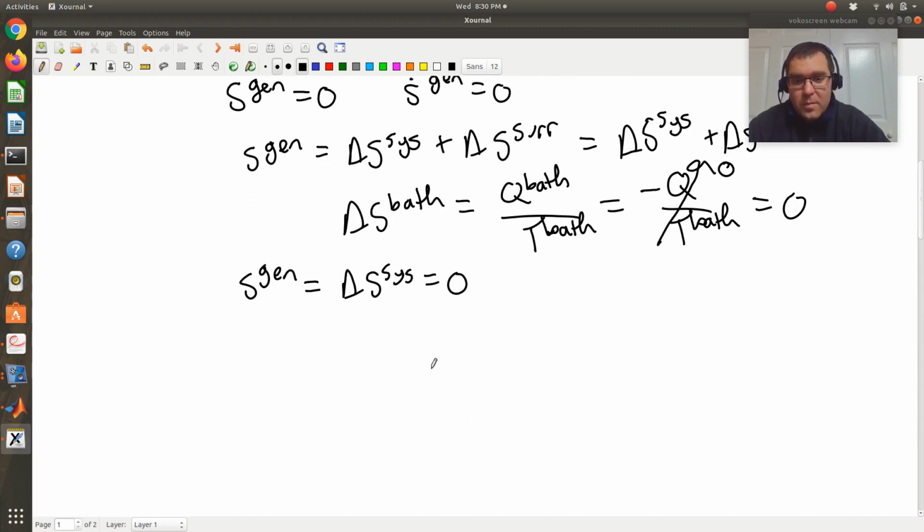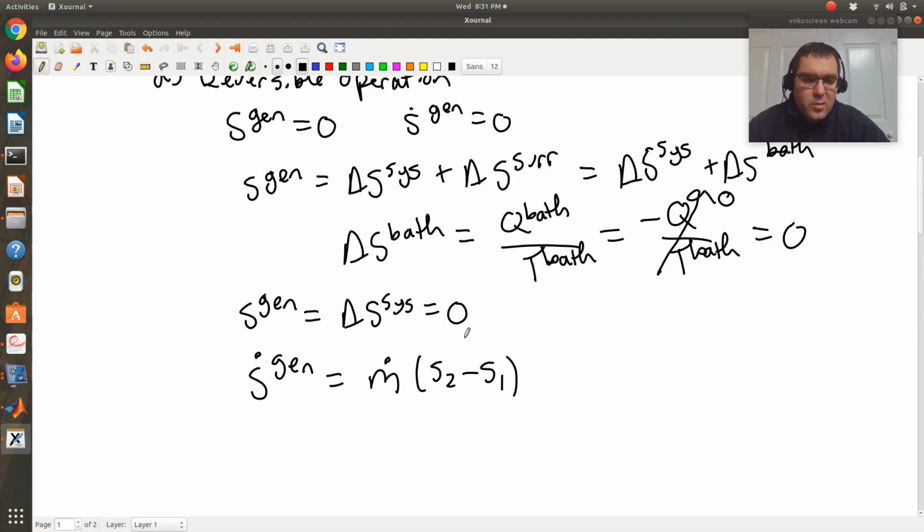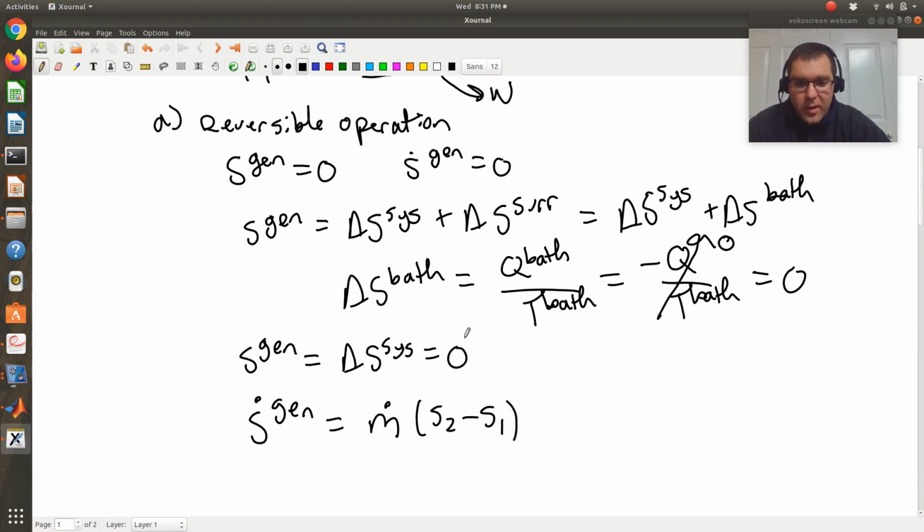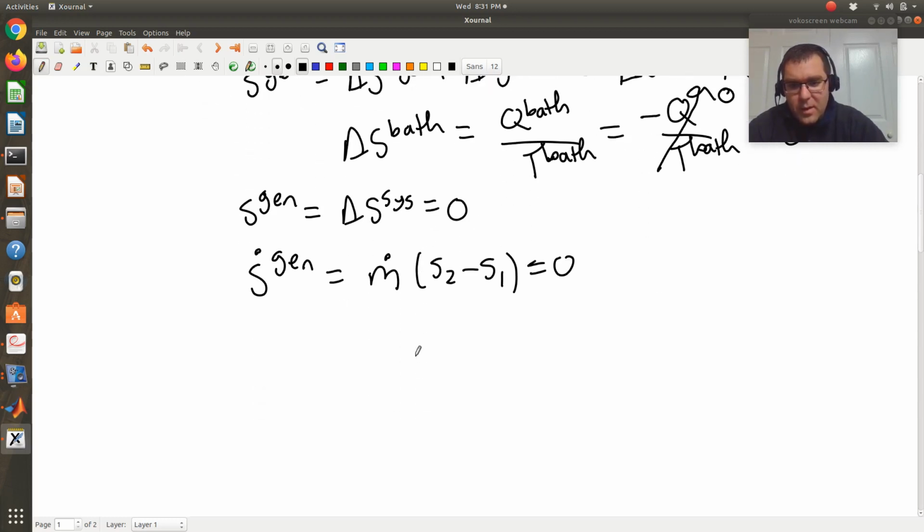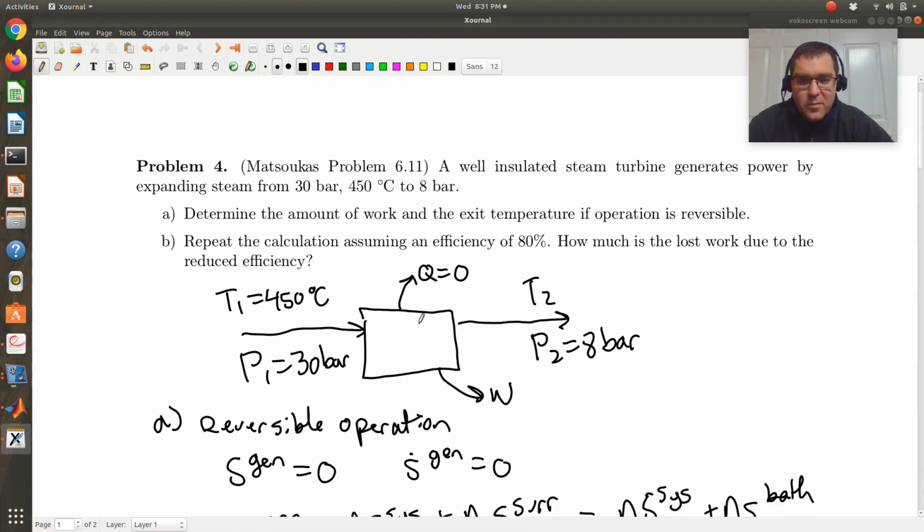Okay, cool. If I want to write this in terms of a rate, I would have that S dot gen is equal to m dot (S2 minus S1). I'm assuming my mass flow rate is constant, or if I want to divide through by mass, I would just get S-gen as S2 minus S1. In this case, it doesn't even matter since S-gen is equal to 0. So what I'm left with then is that S2 must be equal to S1. All right, so this is great because then my system's fully specified.